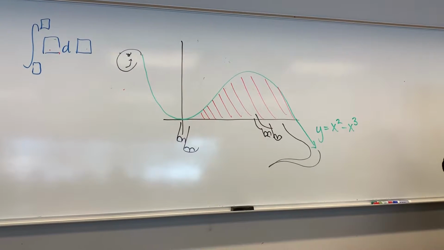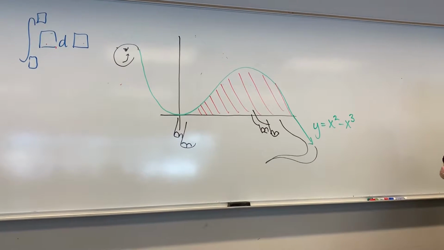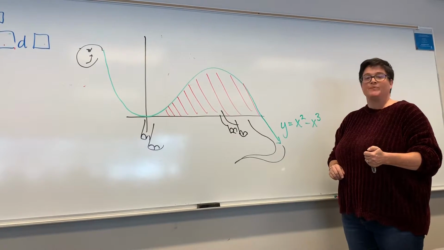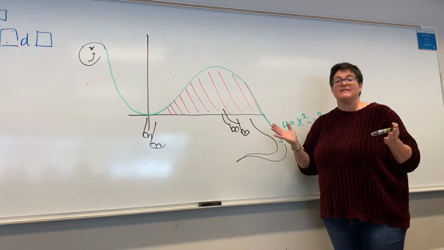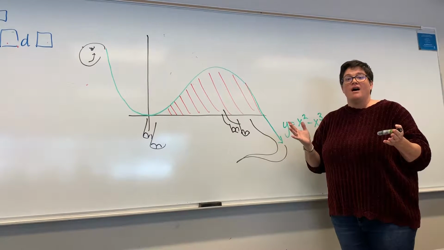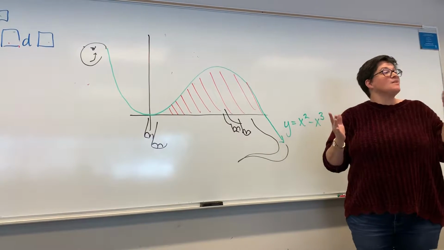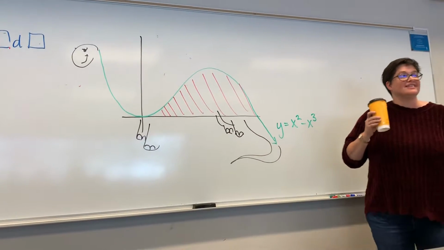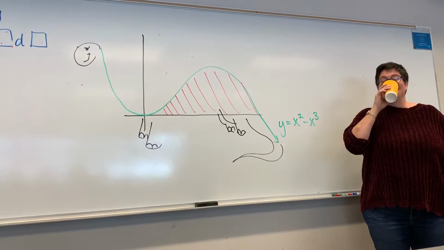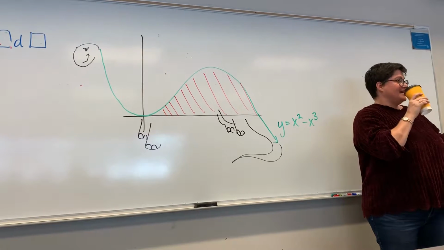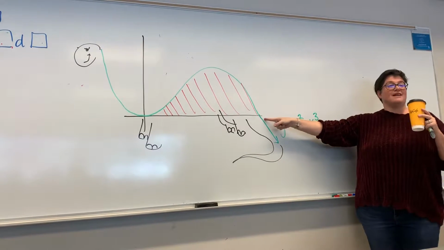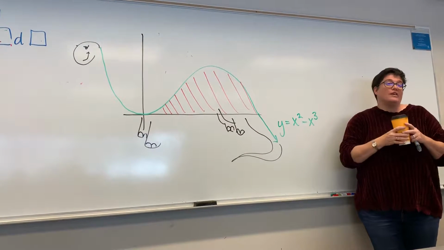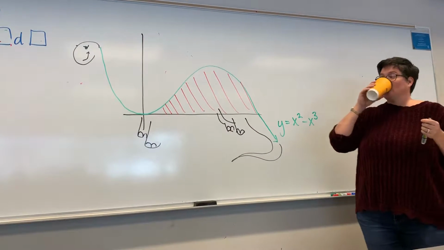How do I know where to start integrating and where to stop integrating? It's a shaded area, but what are my x values? 0 and something, but how do we figure out the something? That's important. So you have two options. Graph it and find the spot, because it's one of the zeros. You can calculate zeros, or you can do it algebraically. How do you do it?